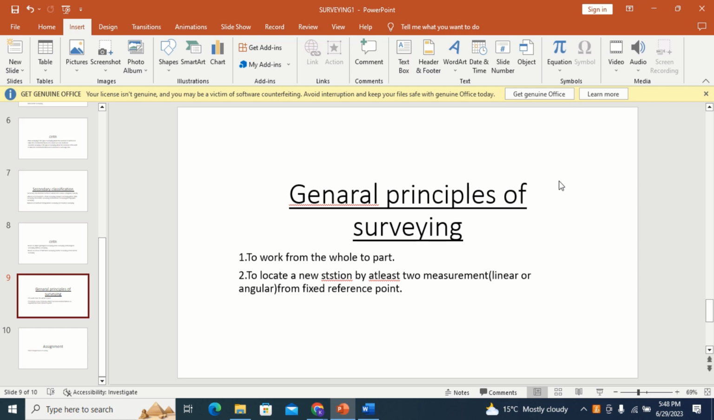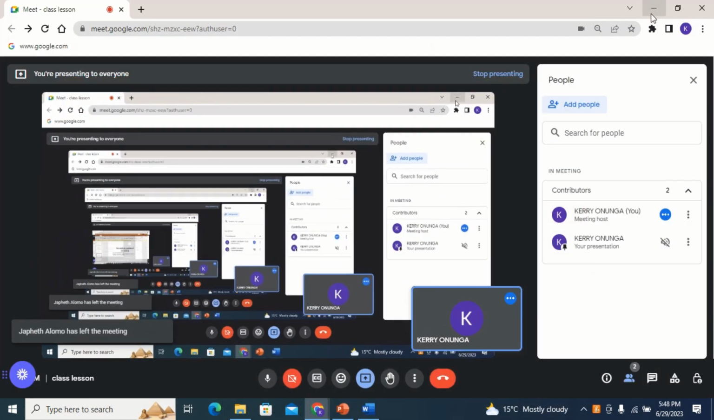For example, when you want to construct a house, you can't start by measuring the partitions, but you start with the whole figure first. You measure the whole figure first, then you move into the partitions. That is what is meant by working from whole to part. And the last principle is to locate a new station by at least 2 measurements, linear or angular, from a fixed reference point.